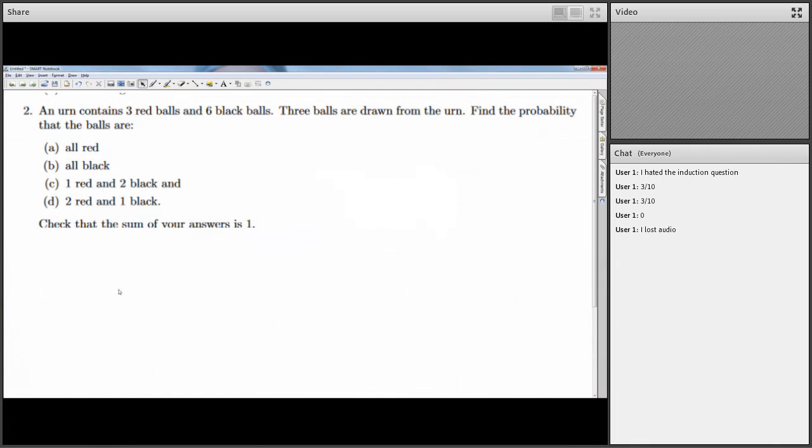So now we get slightly more complicated ones. So we've got an urn, so a big jar essentially, and it contains some black balls and some red balls. And what I want to do is I want to pick some out.